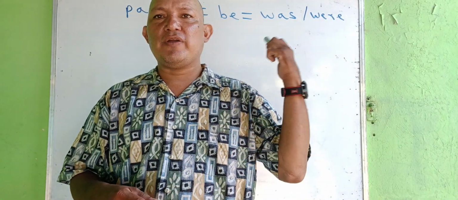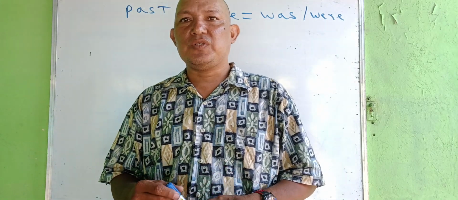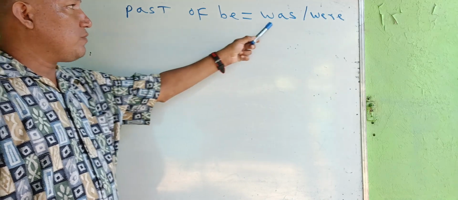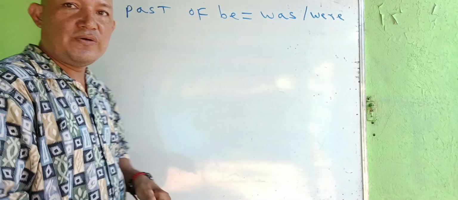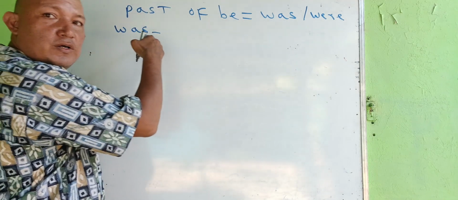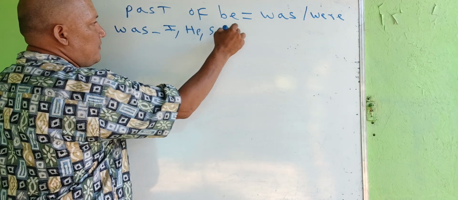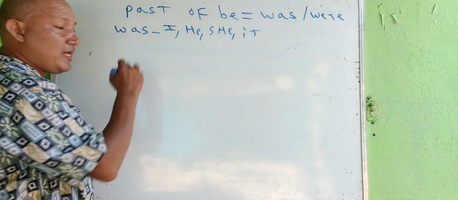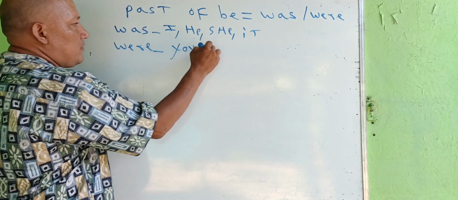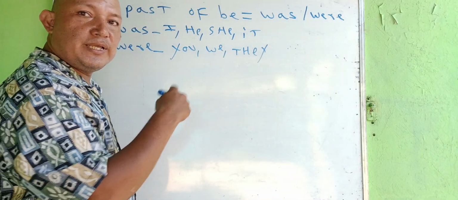Now let me explain here on the board how we are going to use the simple past tense of the verb to be. As you can see here on the board, the past of be is was and were. Now let me explain when do we use was. We use was when we are referring to I, he, she, and it. And when do we use were? When we are referring to you, we, and they, we are going to use were in simple past tense.